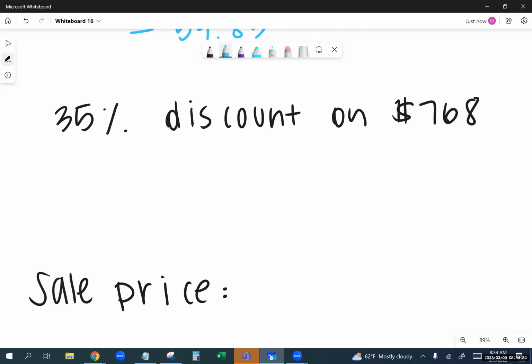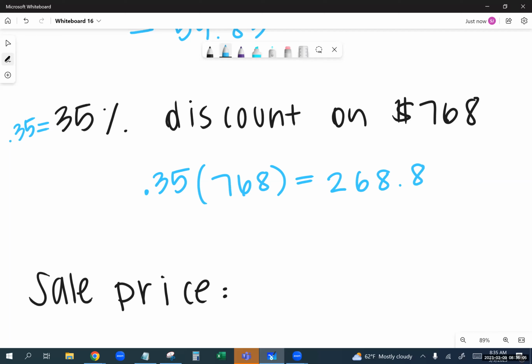When you say of in math, like you open parentheses, so you could write it kind of a different way than we did earlier. I know that I need this to be converted into a decimal, which would be 0.35. And if I did 0.35 or 35% of 768, that's the same thing that we wrote earlier. And if I do this, what do I get? What's 35% of 768? 268.8. Okay, that's how much money they've taken off of this total price that it used to be, the original price.